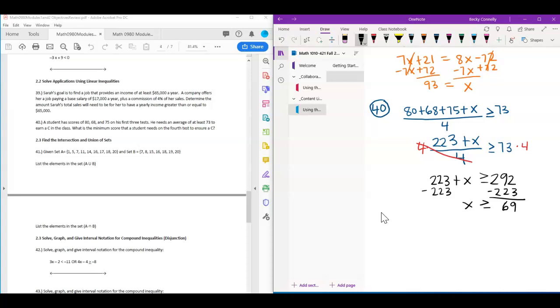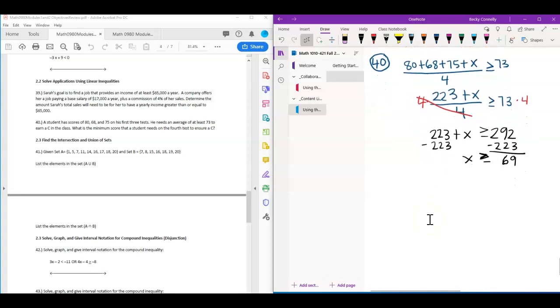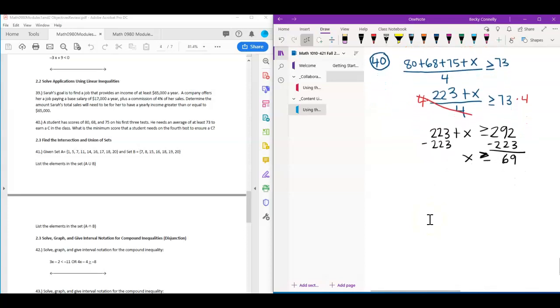Hopefully he gets above that. I'm sure he'd be much happier if he got higher than that. And I know you guys are all going to get higher than that on this next test, right? Got to think positive. Okay. Is there one last one you want to look through?